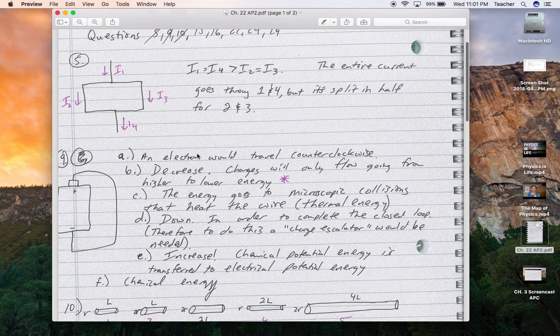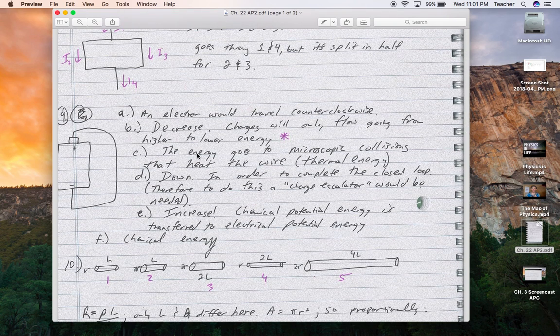For number 9, this is a little bit different because it's thinking about electron current. So we've got a positive and a negative here. So an electron would actually travel counterclockwise. In other words, it would be pushed out of the negative and go toward the positive. So the potential energy here would decrease. Essentially, energy always flows from higher to lower, if you can.